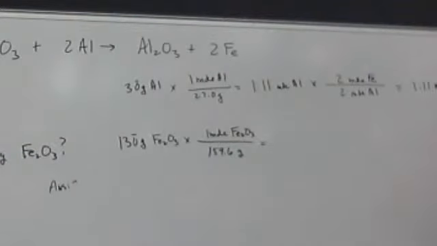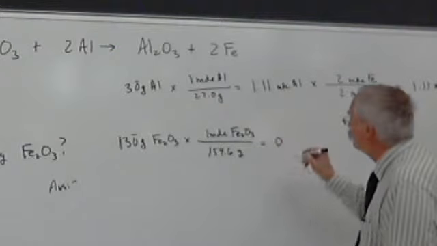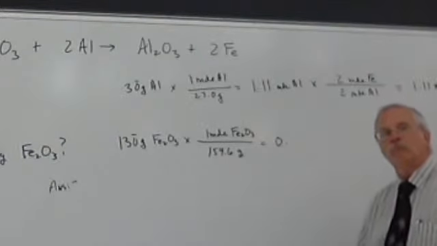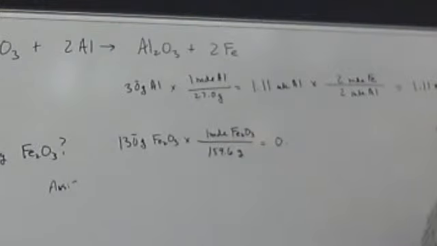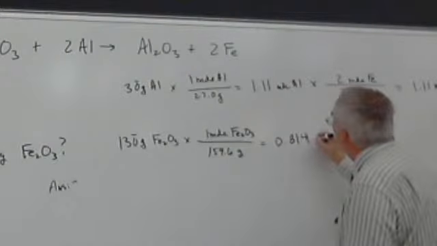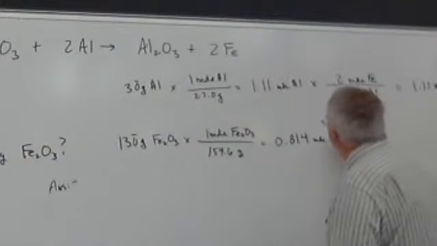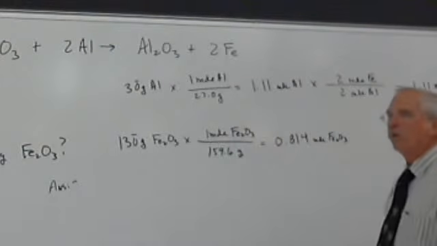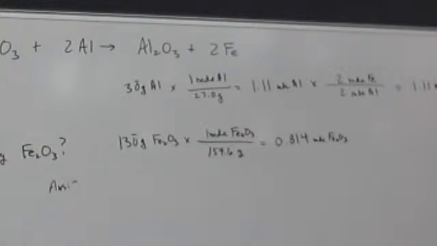So 130 grams at 159.6 grams per mole would give me 0.81 moles of iron 3 oxide.